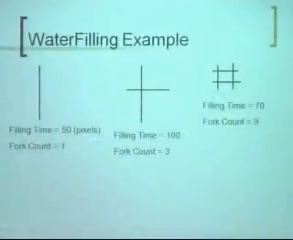If we go to the next example in the middle here, you can see that this has an increased filling time because there are more pixels. So maybe you have twice as many pixels, which would give you a filling time of 100. And then you have a branch. Each branch is going to increase your fork count by 1, and so now we've got a fork count of 3. Then on the third example, it's a little smaller, so maybe this has a filling time of 70, but a higher fork count, and you can see that there's more branching in this particular image. In that case, it's 9. So those are what the features are computing.